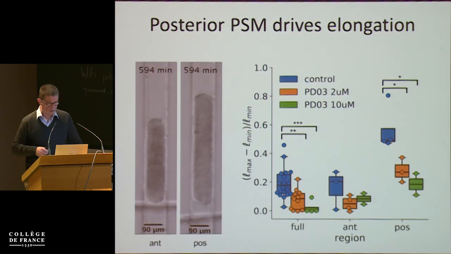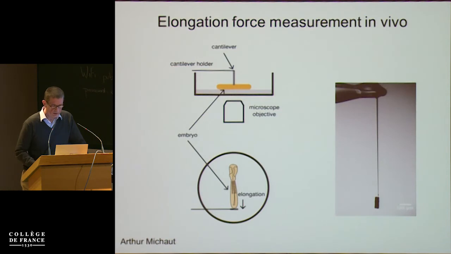You see you have a very strong inhibition of elongation caused by this inhibition of FGF signaling, which supports the idea that FGF signaling triggers this elongation behavior in the posterior part of the presomitic mesoderm. So then we wanted to try to characterize the system further, and particularly to show and measure the forces produced by this elongation triggered by FGF signaling in the presomitic mesoderm.